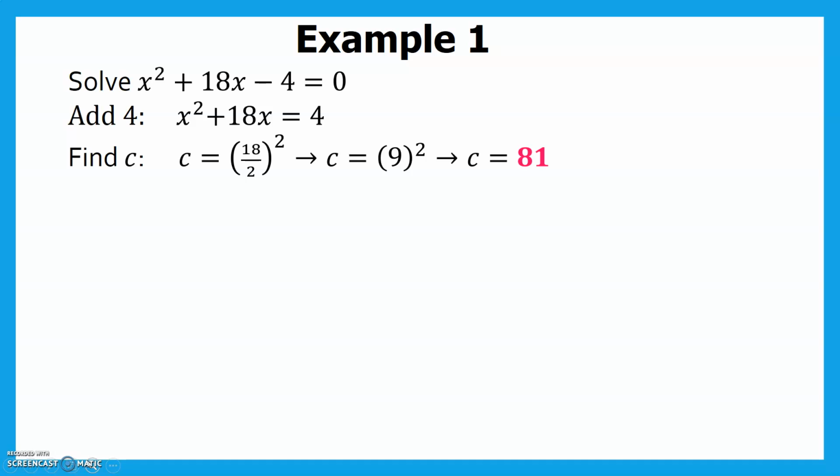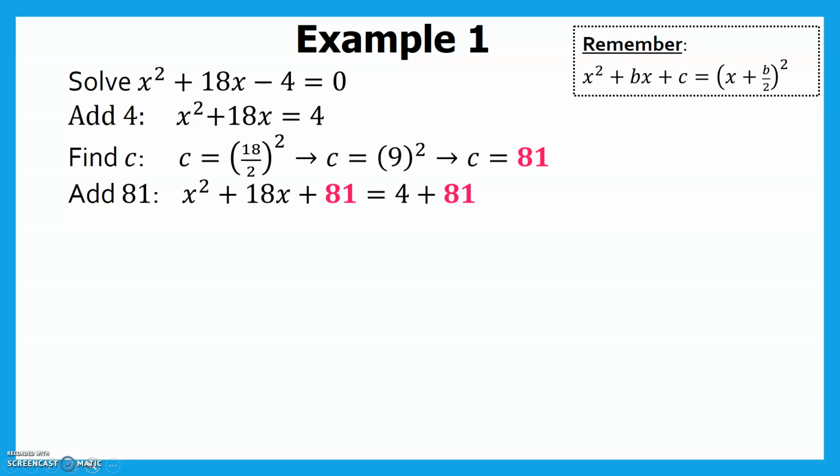I'm going to find c, and I do that by taking half of b and squaring it. So b is 18, so 18 over 2 squared. Well, 18 divided by 2 is 9, and I get 9 squared, and when I do the math, that's 81. So now I'm going to add that 81 to both sides. So I get x squared plus 18x plus 81 equals 4 plus 81. I had to make sure I added it to both sides to keep that equation in balance.